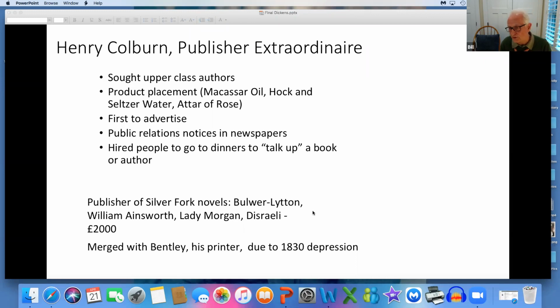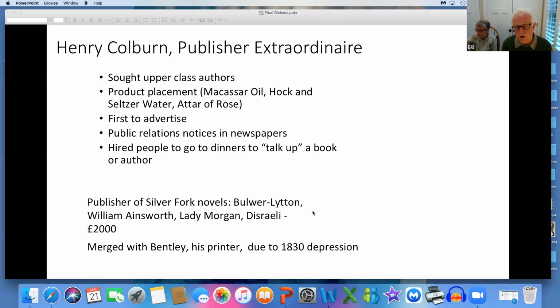If you look at a TV show and you see somebody holding up a Coca-Cola can, that's product placement; they're getting some money for that one. So he would push these Macassar oils or seltzer water. He was the first to actually advertise books in newspapers. He was a public relations man. He would put up posters of people and of authors alongside buses. He did everything he could in order to get an author well known, even going to the point where he would hire people to go to dinners and talk about a book and try to talk it up.